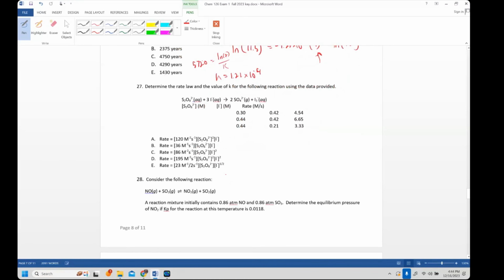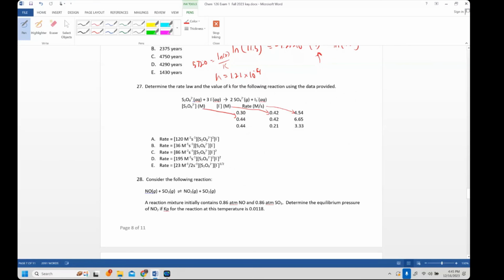All right, moving on. So 27, determine the rate law and the value for K for the following reaction for the data. So this kind of shifted over a little bit, but if you can imagine, this column goes for the first reactant, this column's for the second, this column's for the rate. Now, what we can do here is an analysis of keeping one of the reactants constant while changing the other and seeing the effect on the rate. So it's called the experimental way of determining the rate law.